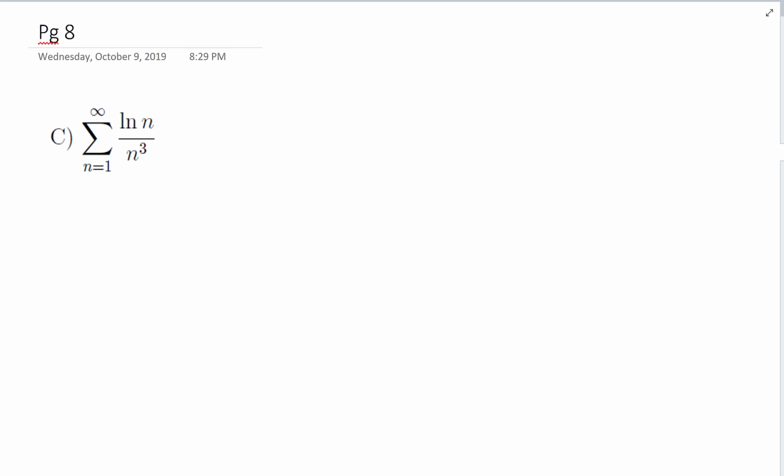Now this one, it's a little more complicated, but it's not too bad. We look at it and say, well, what do I expect? One of the things you could try first is your test for divergence. Take the limit as n goes to infinity of your a sub n's.